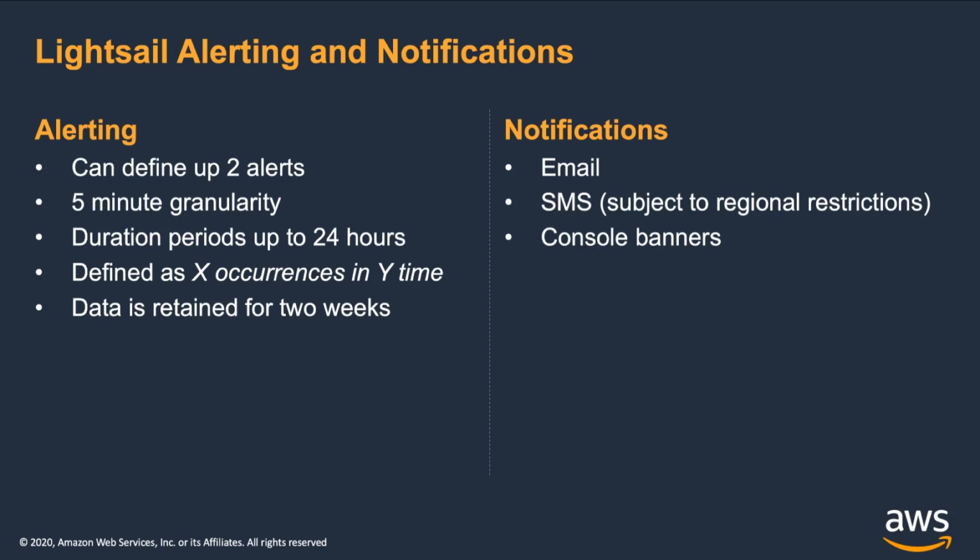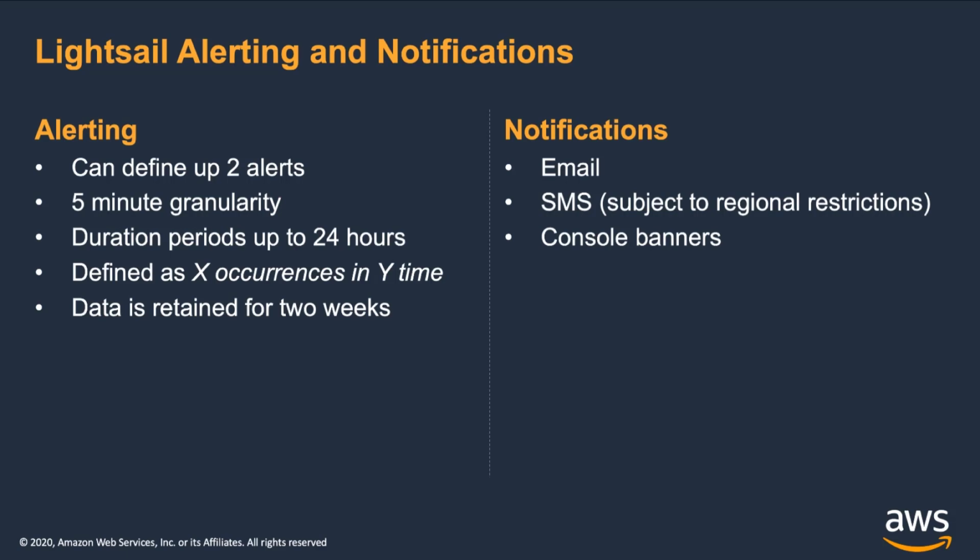So you can have a warning level and a critical level. And again, these are 5-minute granularity, right? I was kind of munging two bullets together. 5-minute granularity means that we're only going to get that metric once every 5 minutes. And these alerts are defined as X occurrences in Y time.